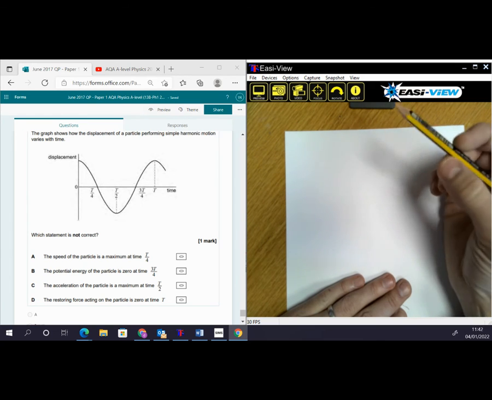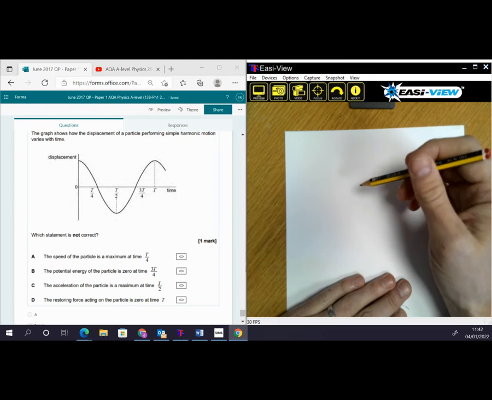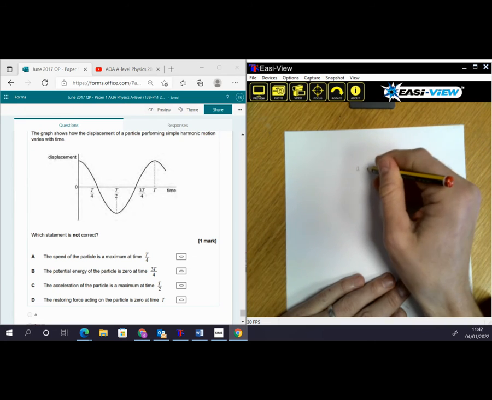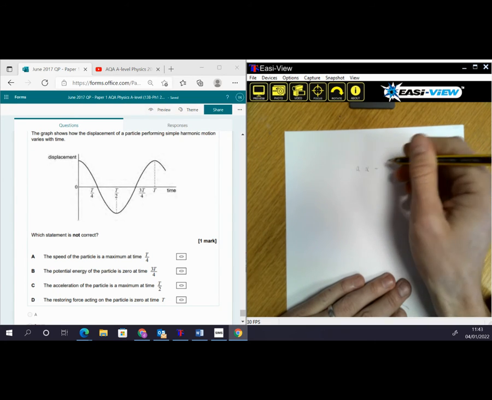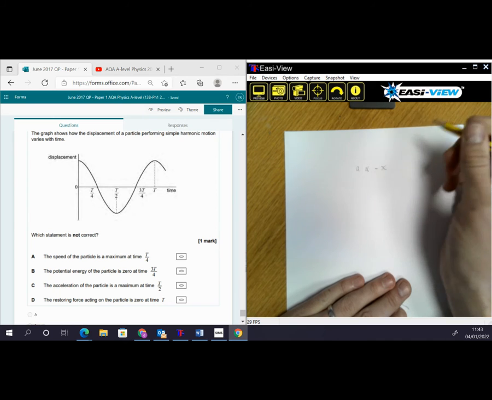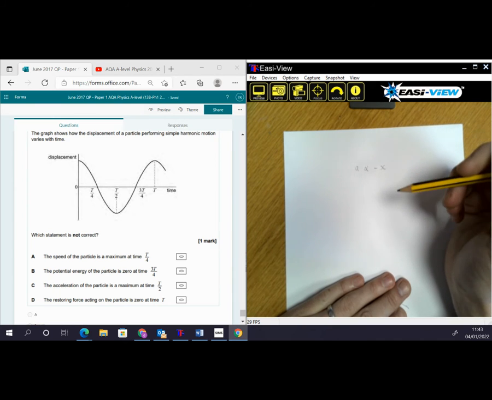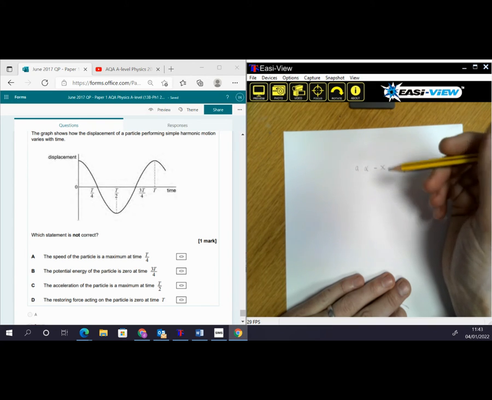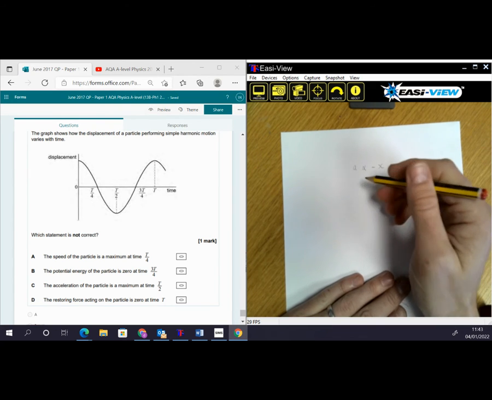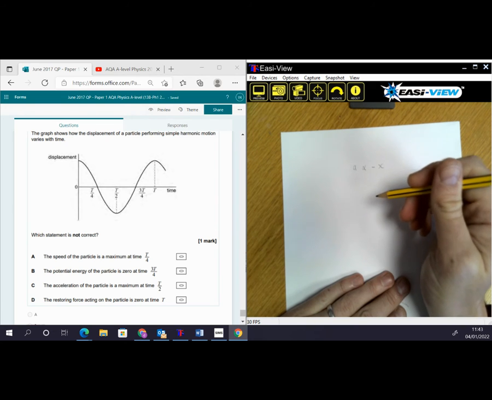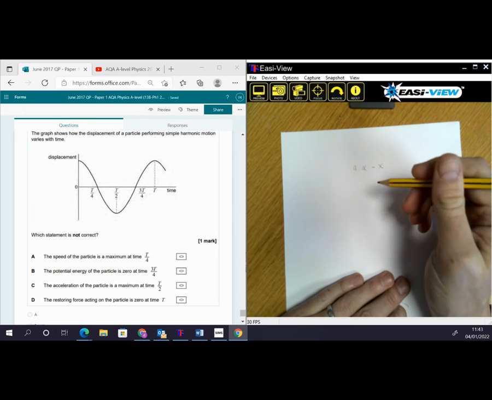Acceleration of the particle is maximum at time T over 2. Well, the acceleration is proportional to the negative of the displacement. So that's true. The restoring force acting on the particle is 0 at time T. Actually, that is incorrect. The restoring force on the particle at 0 is a maximum at time T.